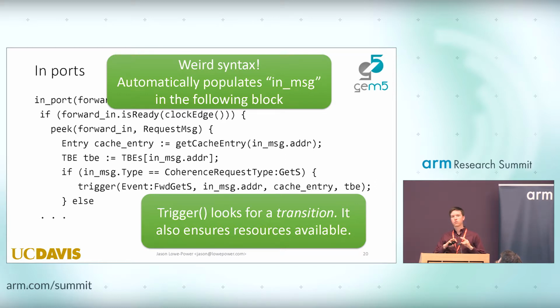And then the first big part of the protocol is you can trigger events based on these things. So the in port is where all your logic is to decide which kinds of events to trigger. Once you call trigger, it looks through your transition list for whatever current state you are in, what event you are, and then triggers that transition. It takes these 3 parameters, the address, the cache entry, and the TBE, and we'll see why it takes these parameters next.